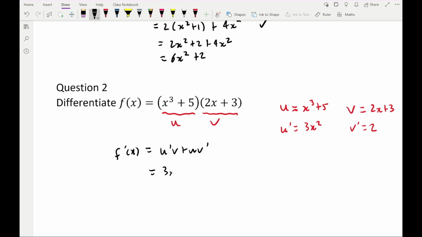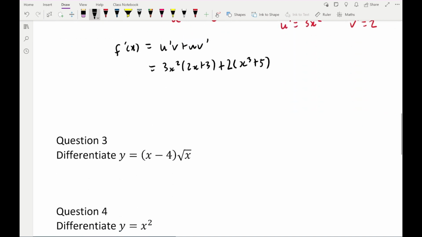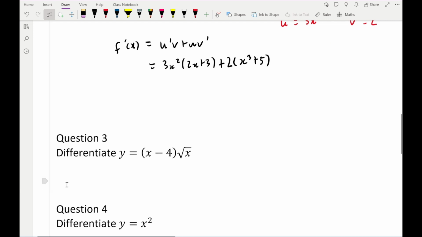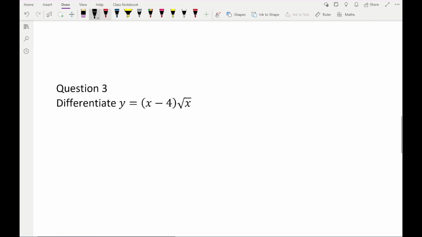So that's 3x squared times 2x plus 3 plus x cubed plus 5, and then I'm going to times it by v dash, which is 2. I'm just going to put that out the front there. Done. Again, you could simplify it, but you're usually not required to unless it's a multi-part question.